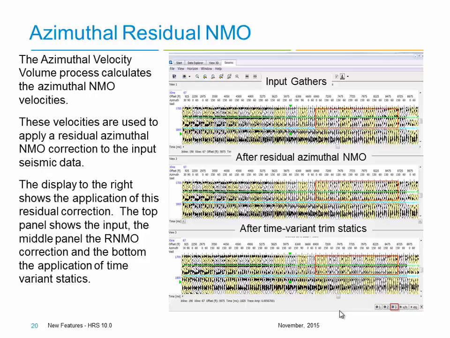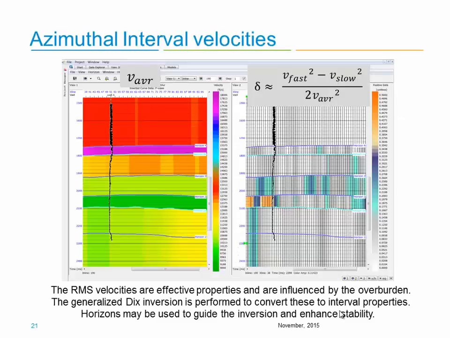When we go into the azimuthal AVO, we need to bring in flat gathers. So we can either bring in the residual azimuthal NMO gathers or the time variant trim, or maybe some combination where we do the residual azimuthal NMO and then run it with a very narrow trim window to avoid any sort of cycle skipping. So as I mentioned before, the RMS or stacking velocities, they are an effective property. They include the effects of anisotropy in the near surface. So they include the effects from the surface down to the zone of interest.